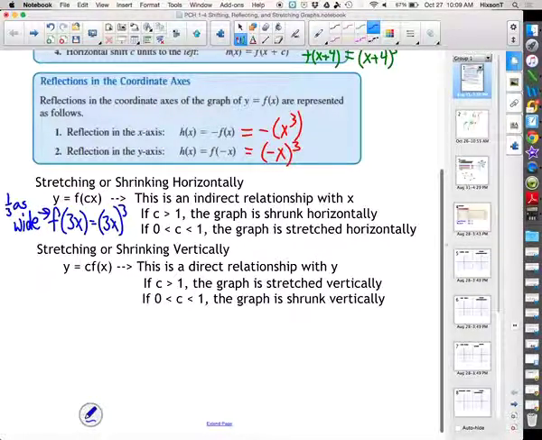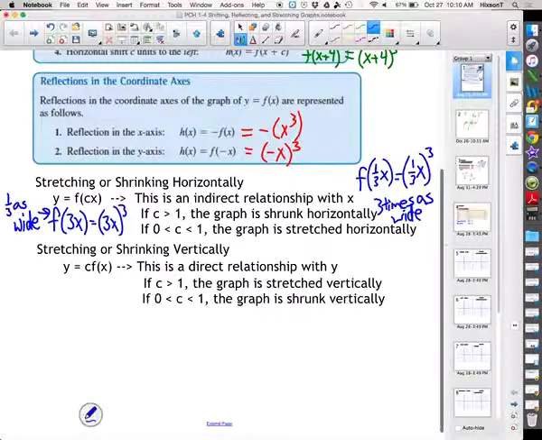If I wanted to make it 3 times as wide, what would I multiply the x by? A 1/3. So if I had f of 1/3 x, 1/3 x quantity cubed, that's going to make it 3 times as wide.